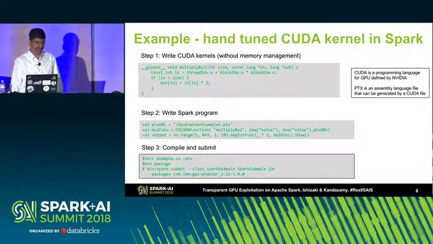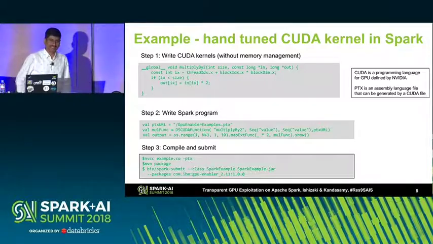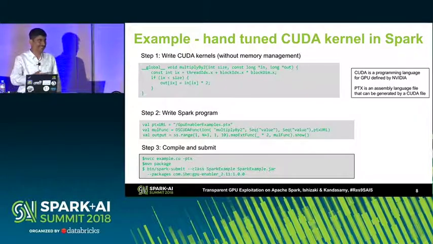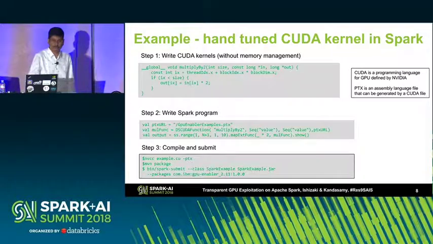So this is the same example I was telling, multiplying an array by 2. That is step 1. And the second step is you write the Spark program. So this is where our importance comes in. You just simply have one first URL point to your PTX. PTX is nothing but the compiled CUDA program.